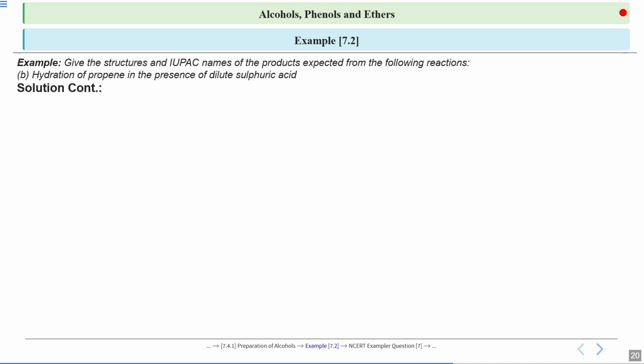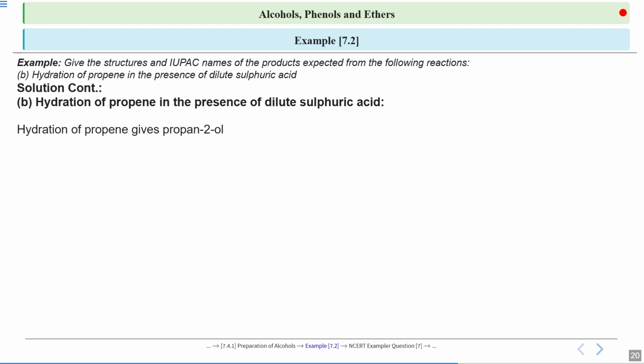Similarly, for the second reaction, which is hydration of propene in the presence of dilute sulfuric acid, propene hydration will give propan-2-ol. So let's take the reaction. We have propene, CH3, CH double bond CH2. You react it with dilute sulfuric acid. It is going to give us propan-2-ol. The product you are getting is a secondary alcohol.